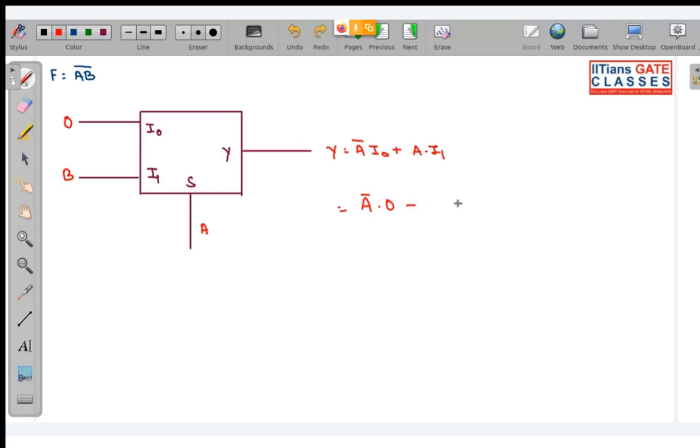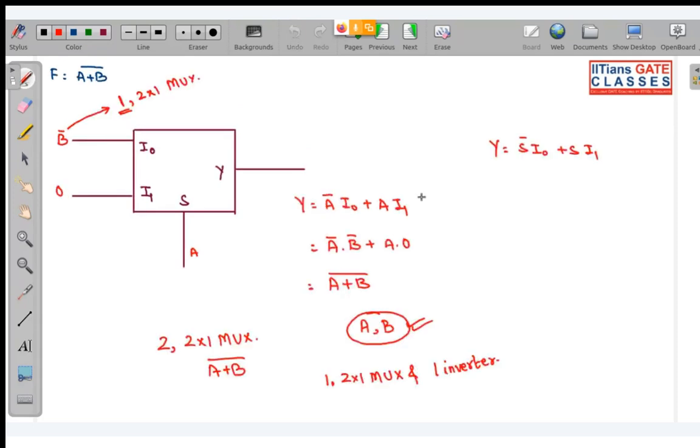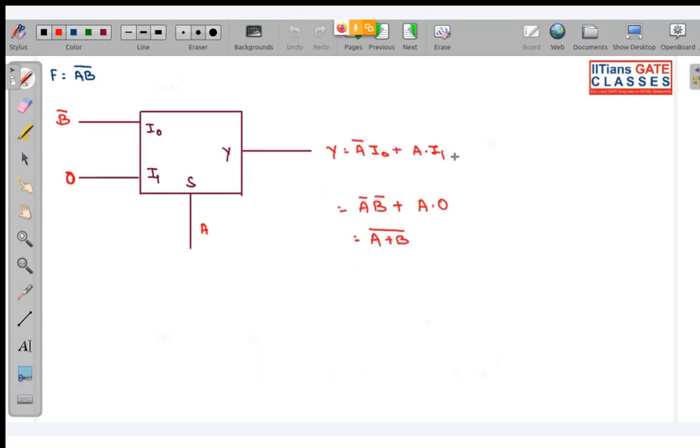Okay. Next is what? Shubham is telling me to take B complement and 0. So if we take B complement 0, this will be A complement B complement plus A dot 0. So again this will be A NOR B. So this was the last case, I guess. Last case. So I have to take the same case once again.